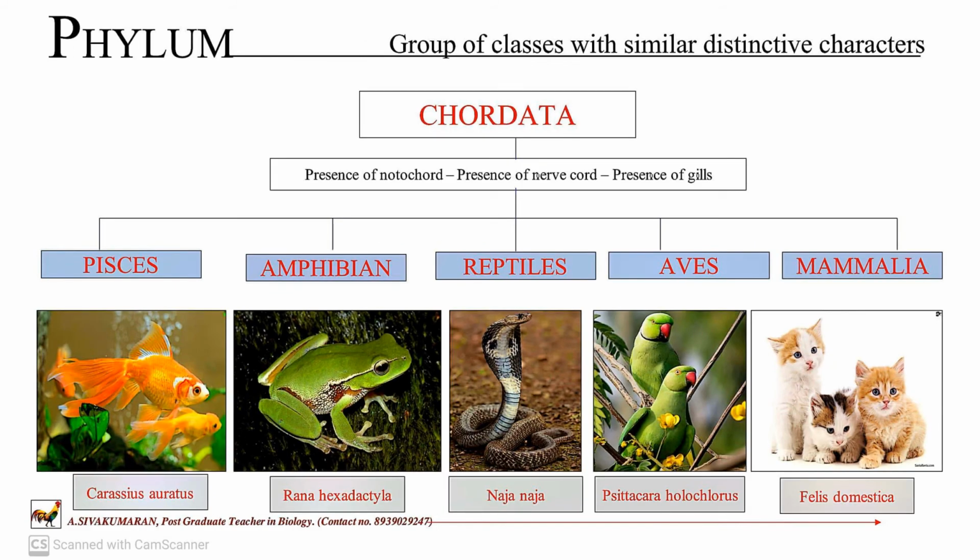Now taking into consideration various classes, the various classes in one way or the other are related. The point is that all these classes mentioned here commonly have the backbone. So they are called chordates, the phylum Chordata. Pisces, amphibians, reptiles, aves, mammalia, all have a backbone. So they are grouped into a common phylum, the Chordata.